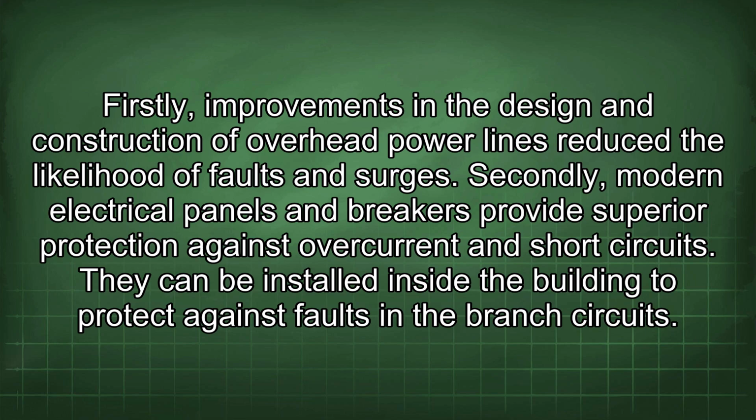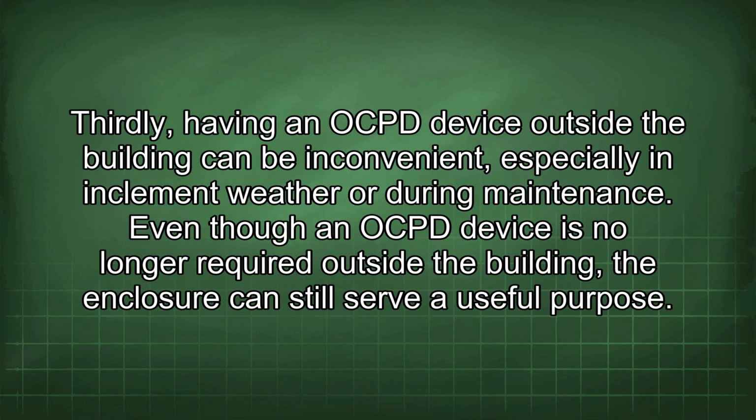Firstly, improvements in the design and construction of overhead power lines reduced the likelihood of faults and surges. Secondly, modern electrical panels and breakers provide superior protection against overcurrent and short circuits. They can be installed inside the building to protect against faults in the branch circuits. Thirdly, having an OCPD device outside the building can be inconvenient, especially in inclement weather or during maintenance.